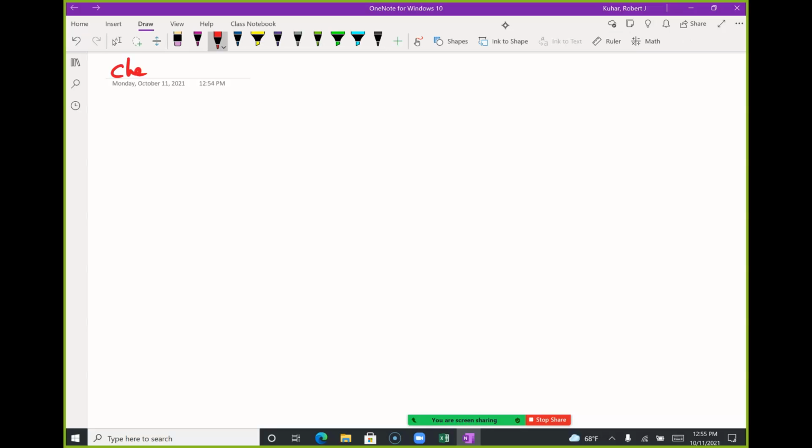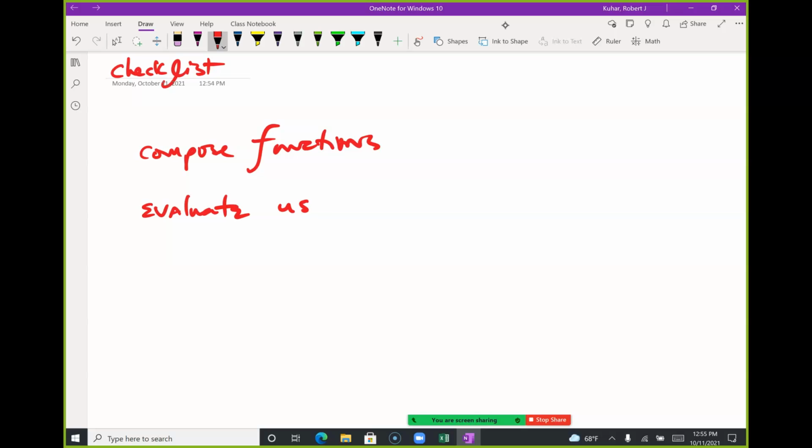Anyway, my checklist here. I want to be able to compose functions like we just did. Check them like I did, right? By doing the inputs into the composition, inputs to the original functions. Evaluate using tables, right? I want to be able to, what else? Don't tell me. Oh yeah, find domains.